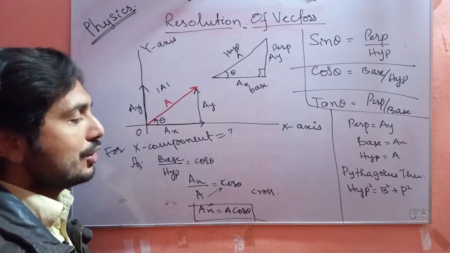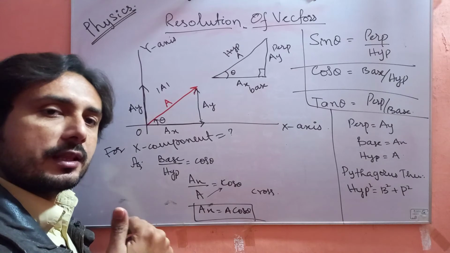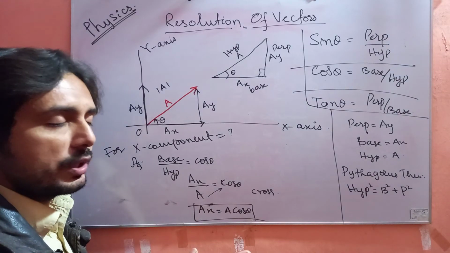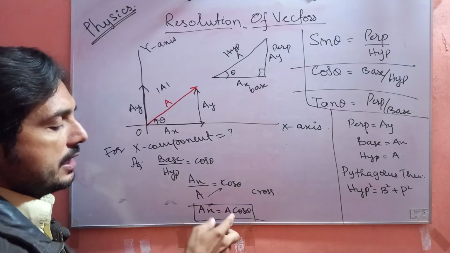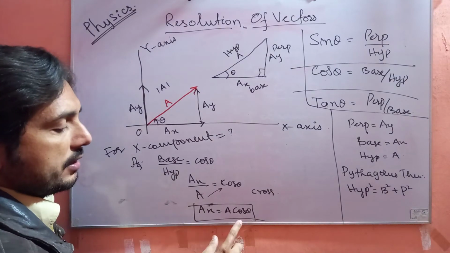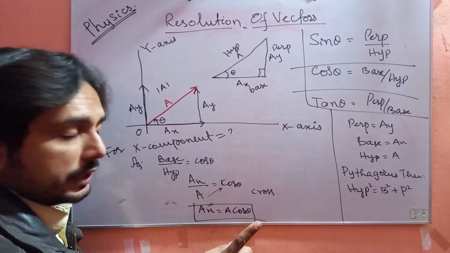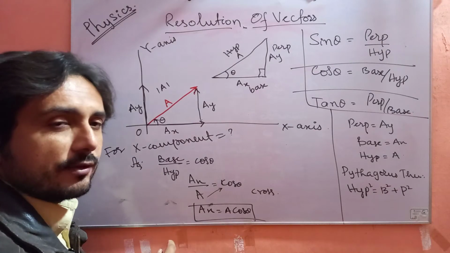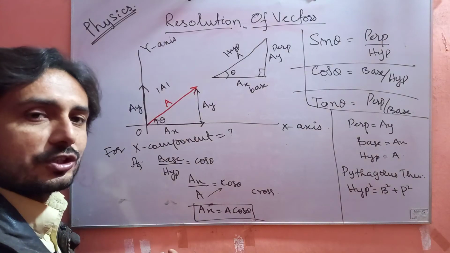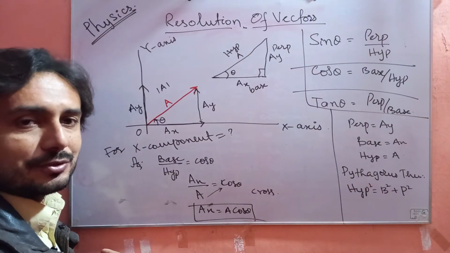That is the formula to determine the x component of any vector when we are resolving it. In future, in the next topics, whenever the x component is used, you can directly use this formula: the magnitude of the vector is always multiplied with the cosine of theta, and then you get the x component of that particular vector which is to be resolved.